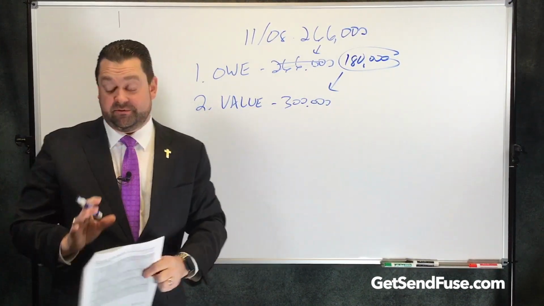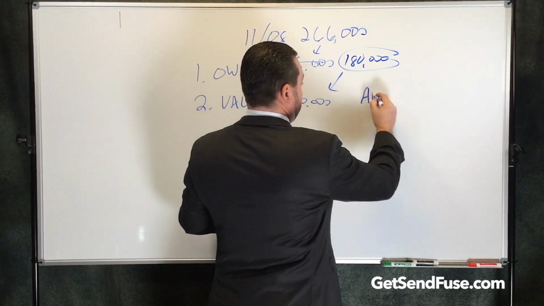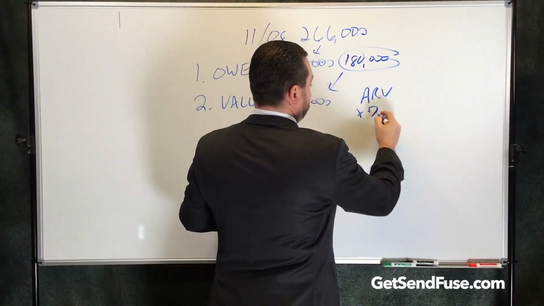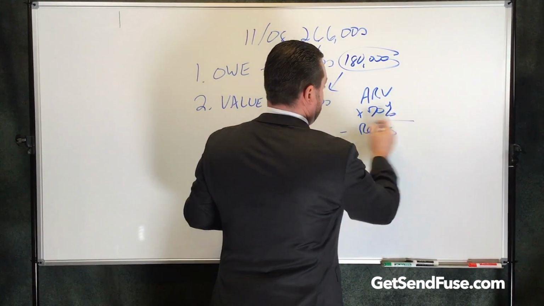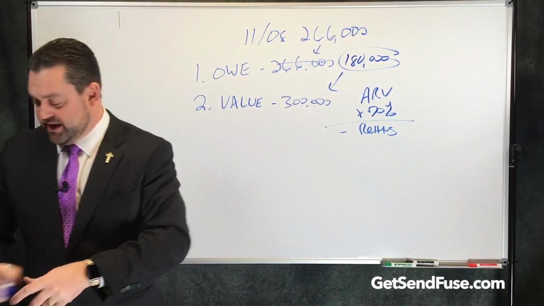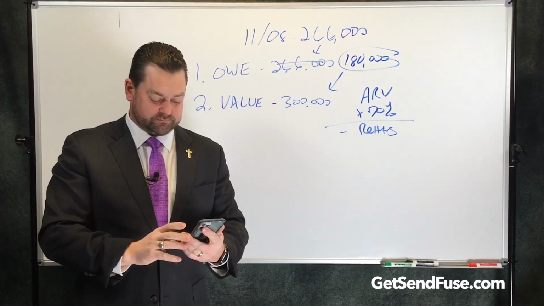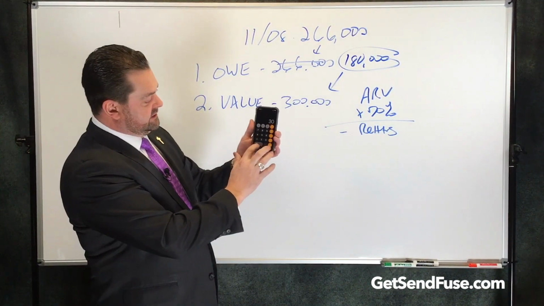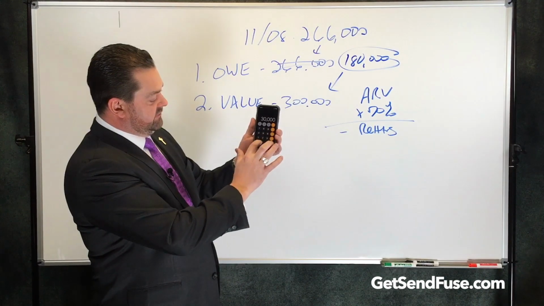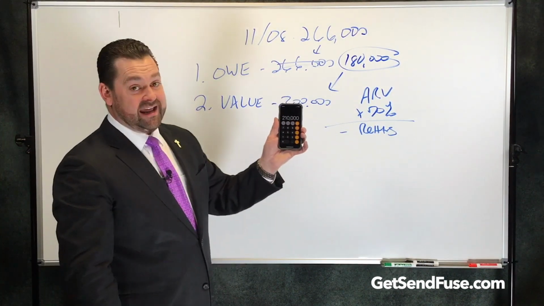So we're going to take our simple formula and see if we can buy this house. What's the formula? It is ARV times 70% minus rehab. If the ARV, take out your calculators, is 300, simply take 300,000 times 0.70, and we're at 210.